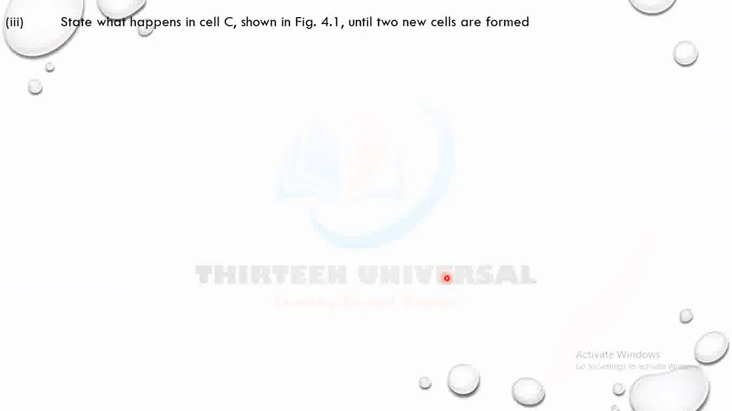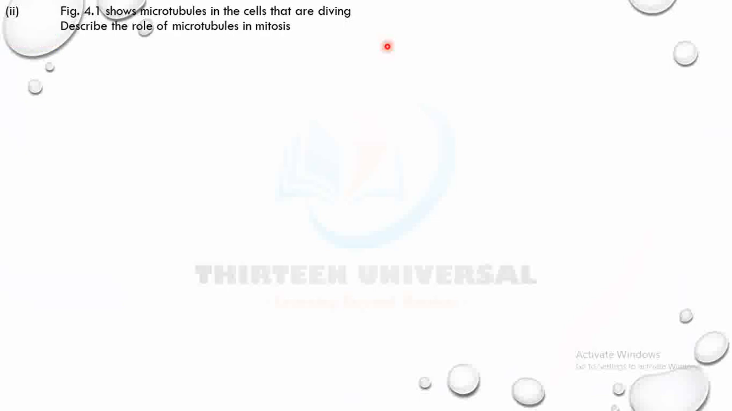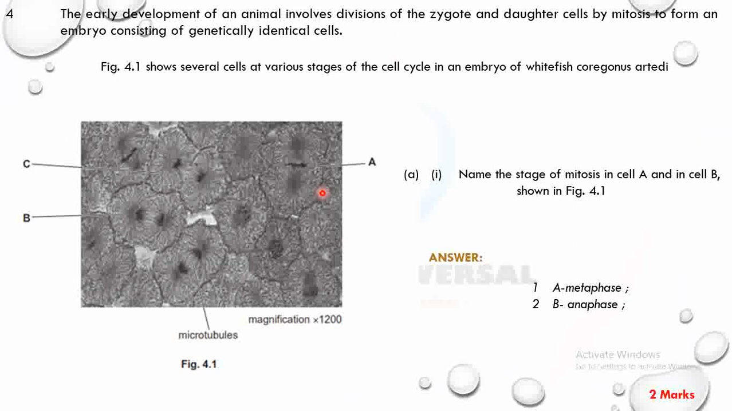All right. So what happens in cell C, shown in the figure, until 2 new cells are formed? This is talking about cytokinesis. What happens? Pause the video and try it. Right, 2 new cells are formed. State what happens in cell C, shown in Fig 4.1. What happens in this cell? So what is cell C doing?